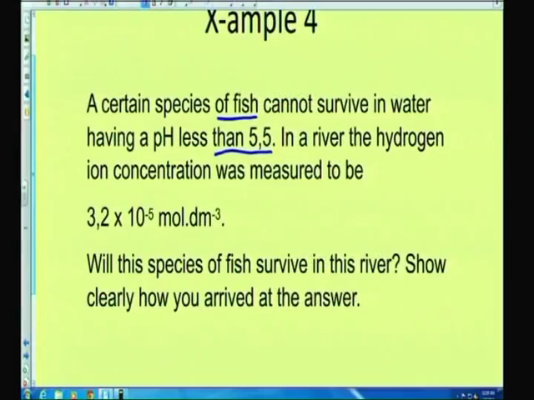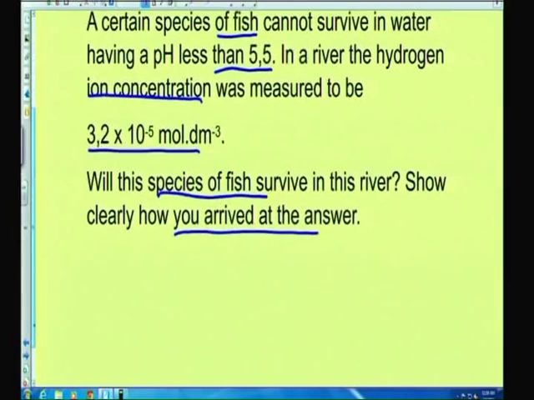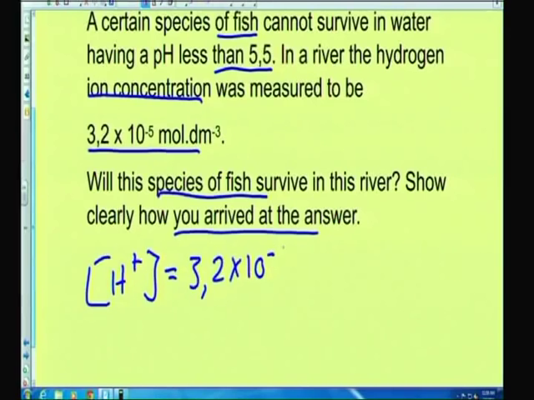It tells us in the river the hydrogen ion concentration was measured to be 3,2 times 10 to the minus 5 mole per decimeter cubed. Will the species of fish survive in the river? Show clearly how you arrived at your answer. So what they're telling you is the hydrogen ion concentration is equal to 3,2 times 10 to the minus 5.